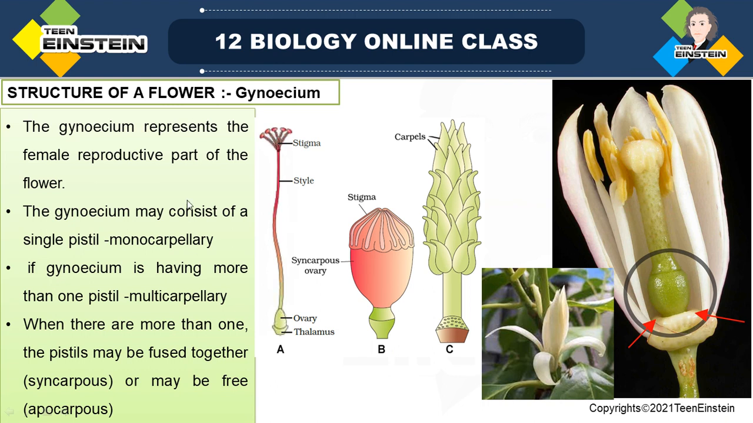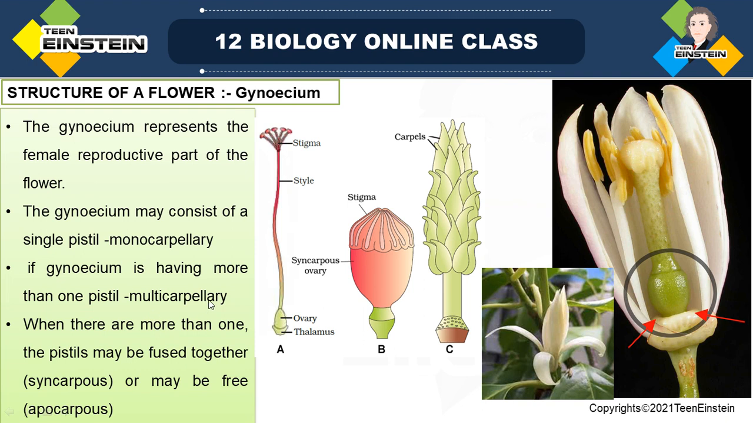Right. So the gynoecium represents the female reproductive part of the flower. And the gynoecium that may consist of a single pistil is called monocarpellary. If it is having only one pistil, it is called monocarpellary. Mono, that word indicates single. So monocarpellary, it is having only one carpel. And if the gynoecium is having more than one pistil, that is called multicarpellary.